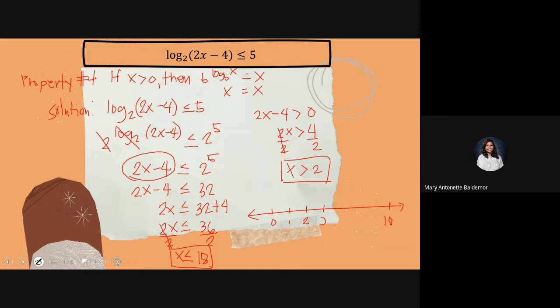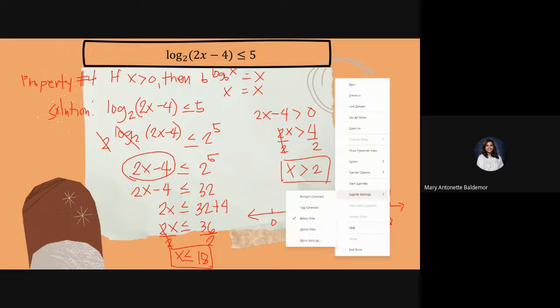If we are going to plot x less than or equal to 18, take note that the inequality is less than or equal to 18, so that means we include 18 as the solution. So we are going to make a filled circle. And then, the values that are less than 18 are to the left.